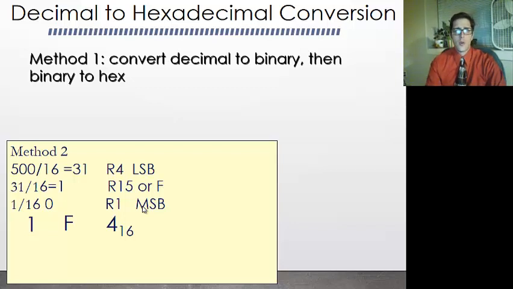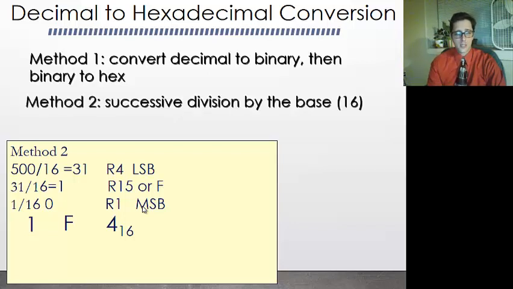So the method 1 was to convert the decimal number to binary, and then binary to hexadecimal. This is method 2, using the successive division of the base, which is 16.